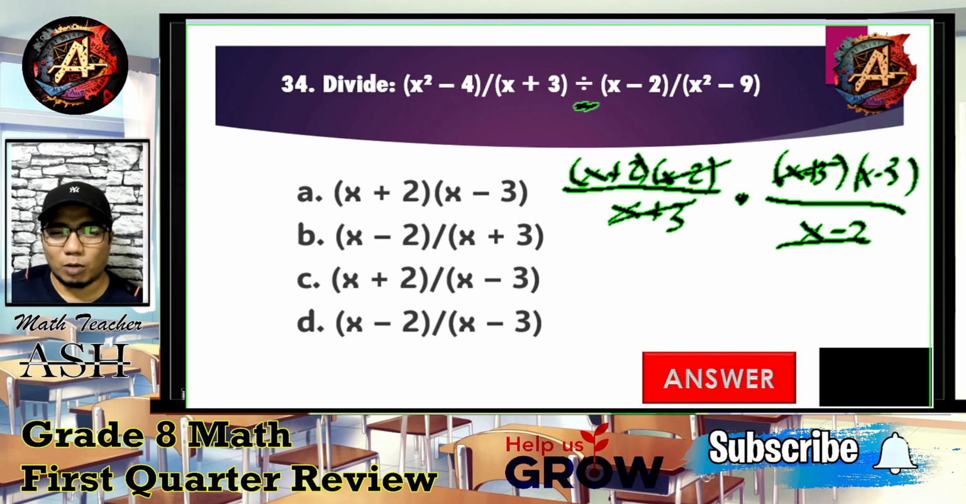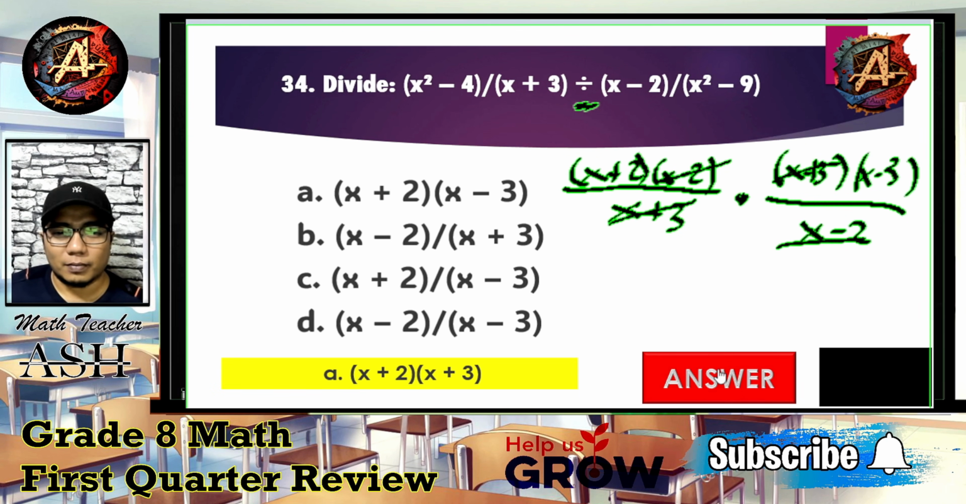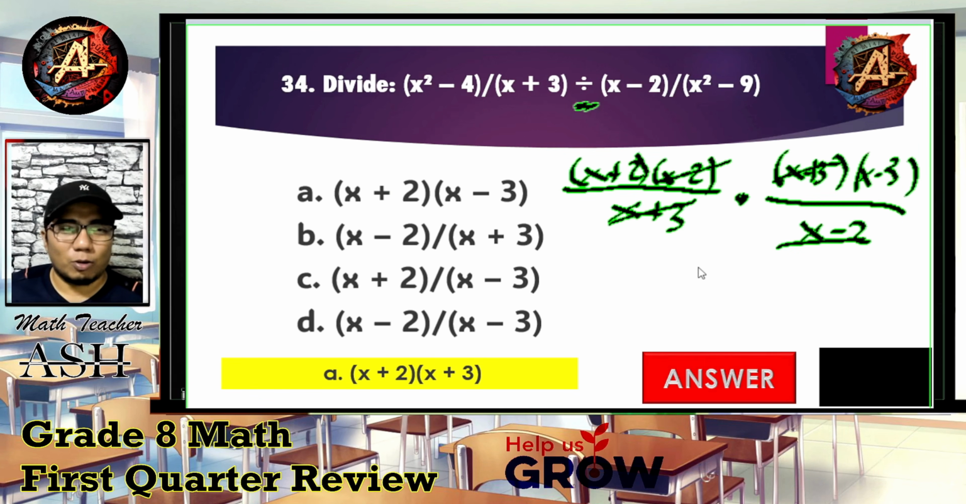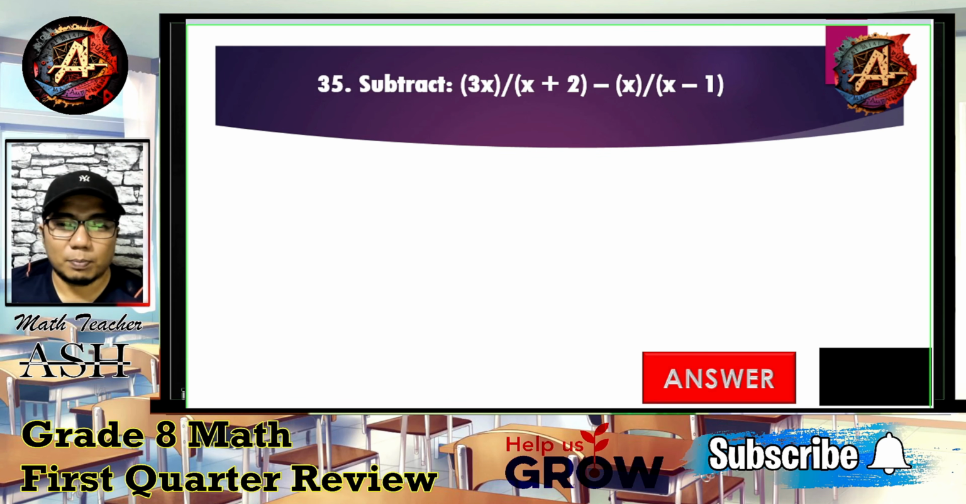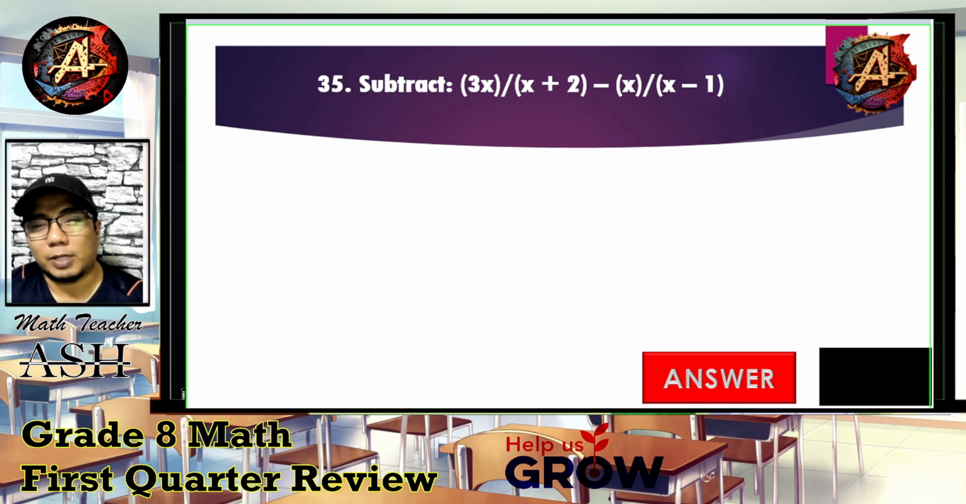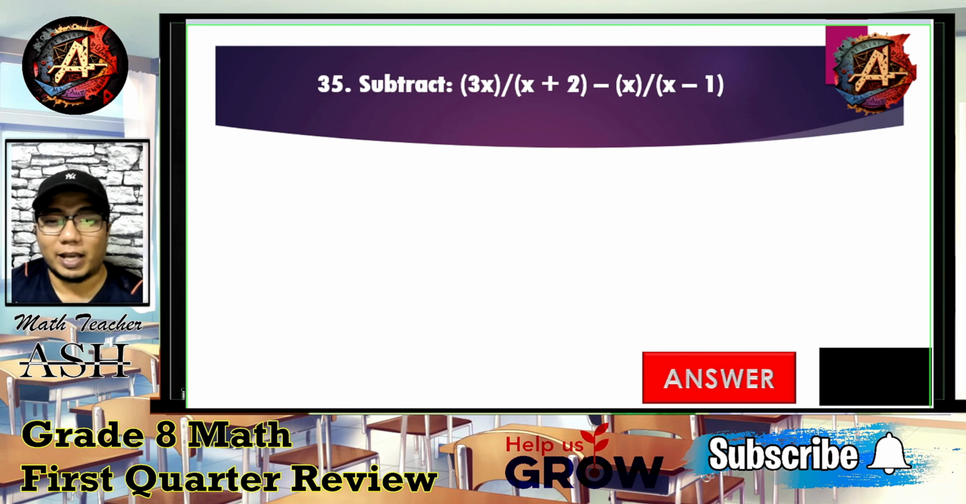Alright, now let us check whether we are correct. Okay, my dear math learners, I hope you got that one. So now let us go to question number 35. Subtract 3x over (x plus 2) minus x over (x minus 1).